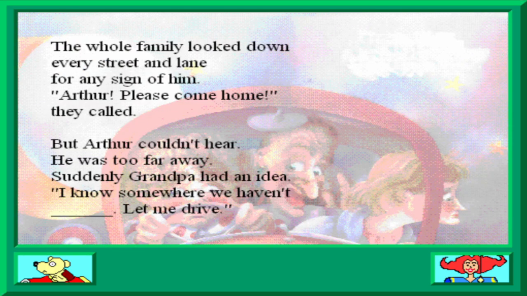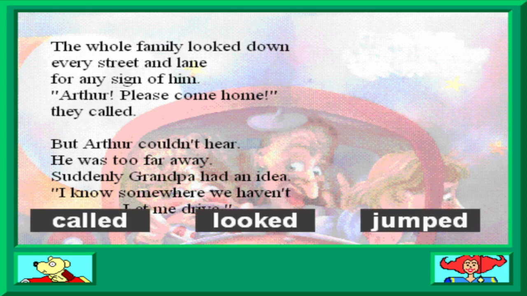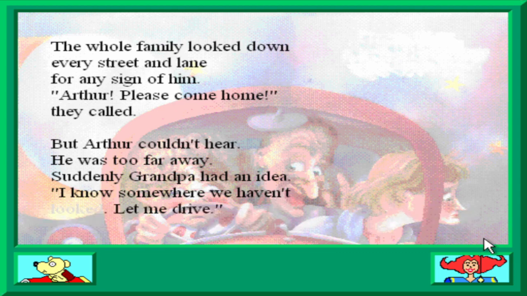Grandpa has an idea where Arthur might be. Look at this sentence and listen carefully. I know somewhere we haven't. One of these words is the missing word. Click the missing word. Looked. I know somewhere we haven't looked.